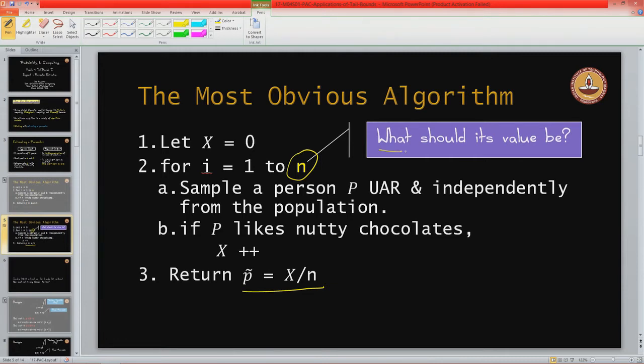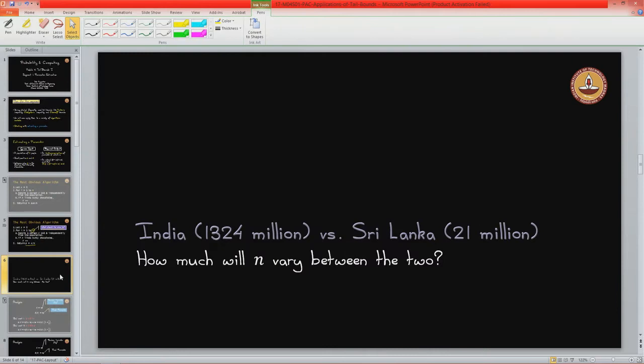So, the algorithm is very straightforward. The only question that we need to worry about is what should the value of n be, because obviously if you just sample one person, you are not going to get an accurate estimation, and if you are going to sample all the uppercase N number of people, that is not very useful either. That is too difficult. So, the population of India is what, some 1.6 billion? No, 1.3 some billion, I think.